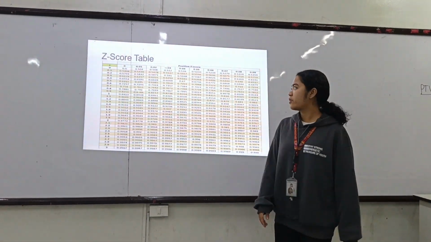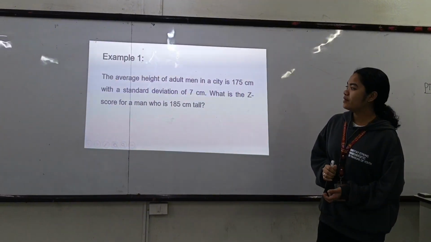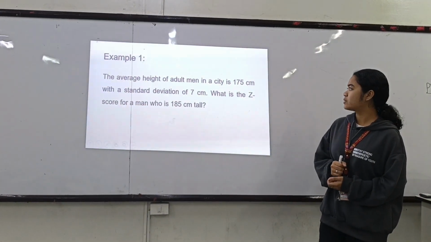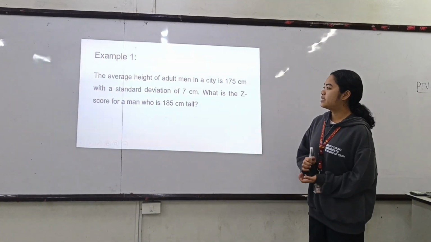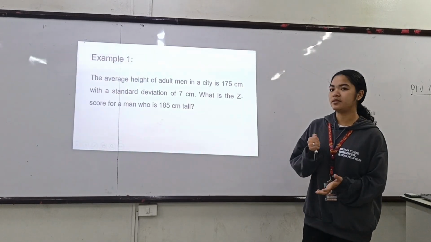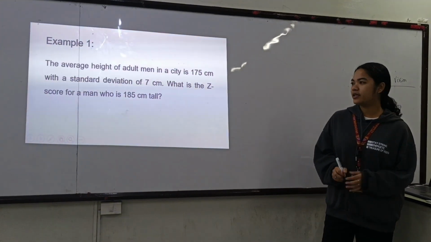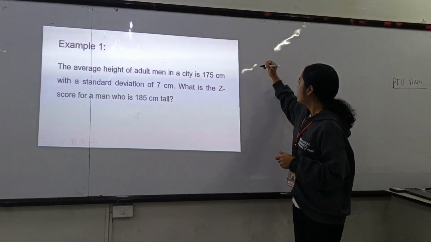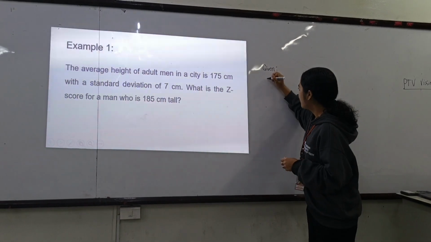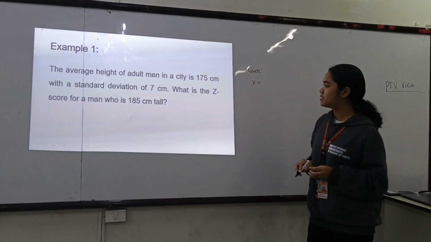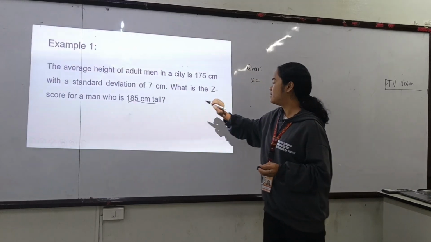And this is the z-score table. So here are the examples. Example 1. The average height of adult men in a city is 175 cm with a standard deviation of 7 cm. What is the z-score for a man who is 185 cm tall? So first, let's find the given, where our x is equal to the test value. So our test value is 185 cm.